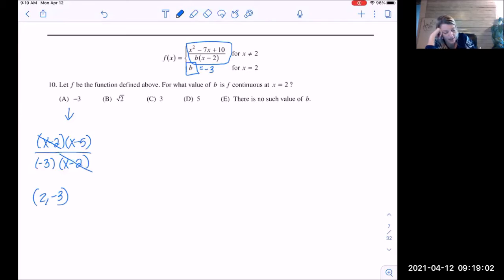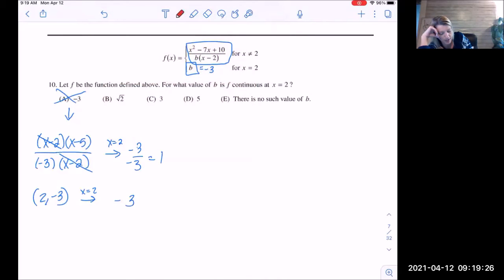And so when x equals 2, right here, I'm going to have -3 over -3. I'm going to have 1. And here, when x equals 2, I'm going to have -3. So that doesn't make them in the same spot. So one option would be to plug in like that. That's not the right way to do it.